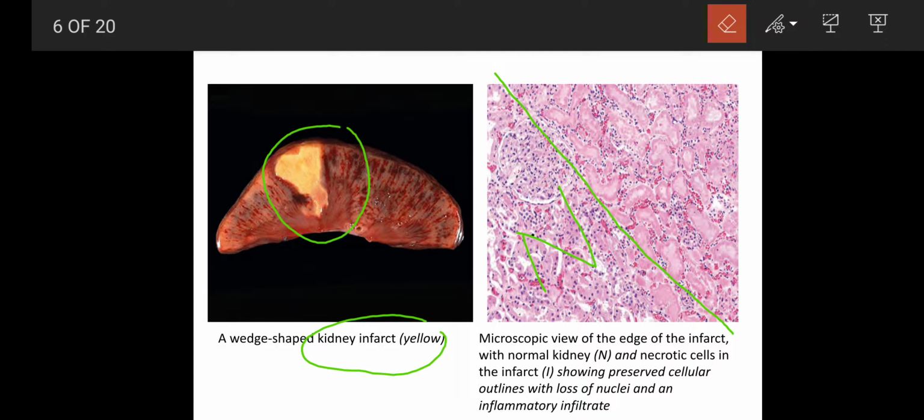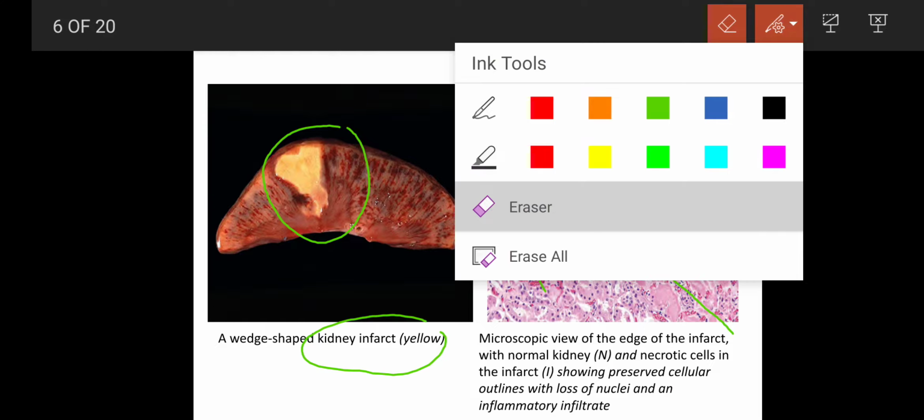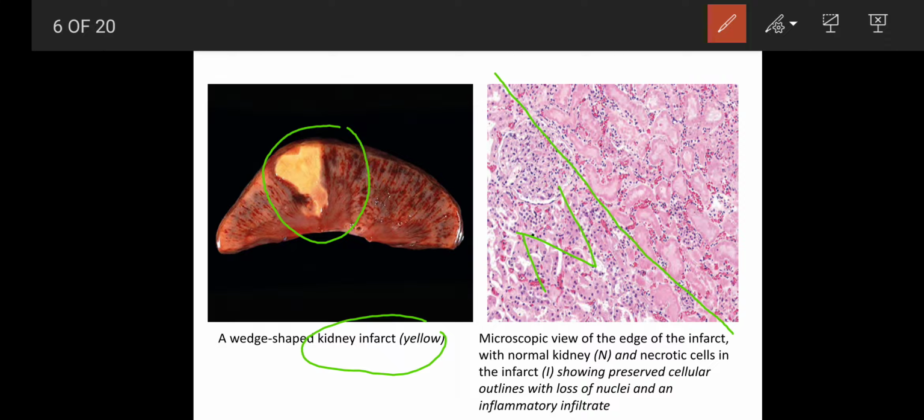Wait, look over here, look in this part. On the right hand corner, see this area that I want to highlight. See all the cells, the architecture is completely preserved. But if you see, they are showing increased eosinophilia and their nucleus is completely absent. There is no nucleus in this area of coagulative necrosis. So this area of coagulative necrosis is showing a preserved cellular architecture and there are no nuclei.